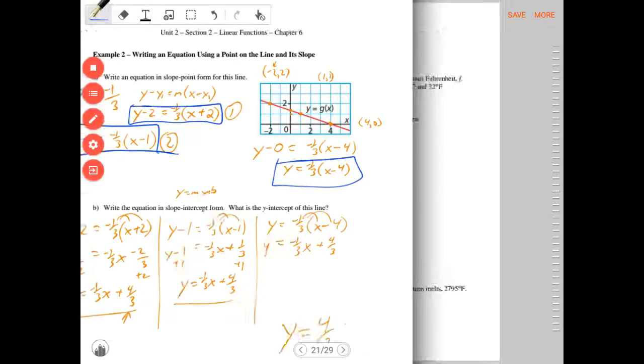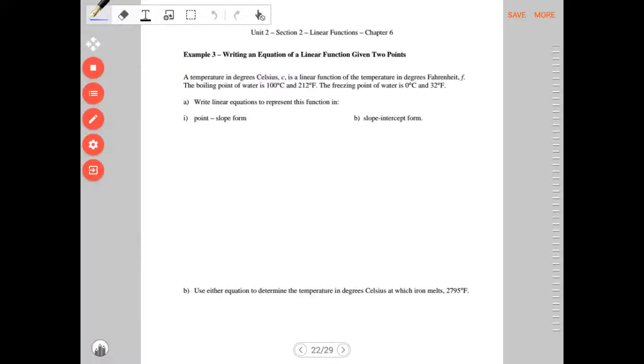All right, next up. Writing an equation, I'm given 2 points. The temperature in degrees Celsius is a linear function of the temperature in degrees Fahrenheit. The boiling point of water is 100 degrees Celsius and 212 degrees Fahrenheit. The freezing point of water is 0 degrees Celsius and 32. Write linear equations to represent this function in point slope form and slope intercept form.